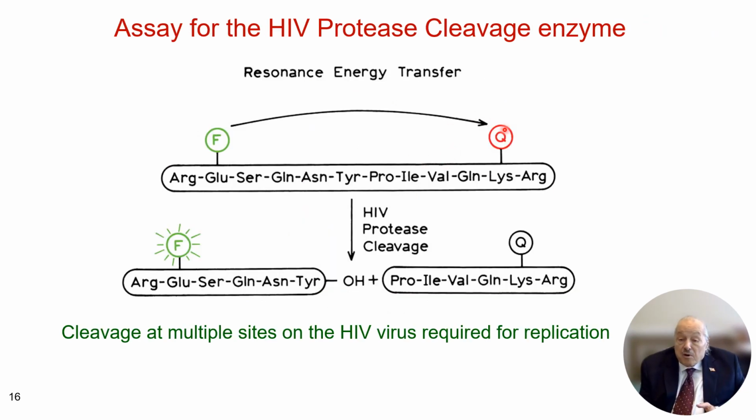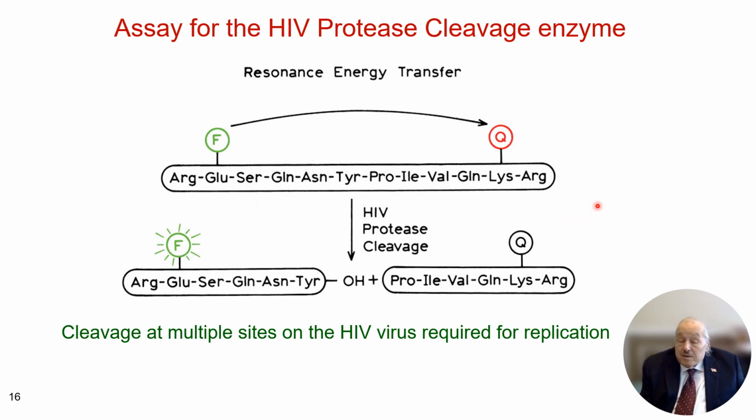And here's an experiment using fluorescein and rhodamine for proximity measurements. This is an assay for the HIV protease cleavage enzyme. This is important because in order for HIV to multiply, there have to be multiple cleavage sites for the replication, and that's what the cleavage protein does, and it cleaves a particular sequence.